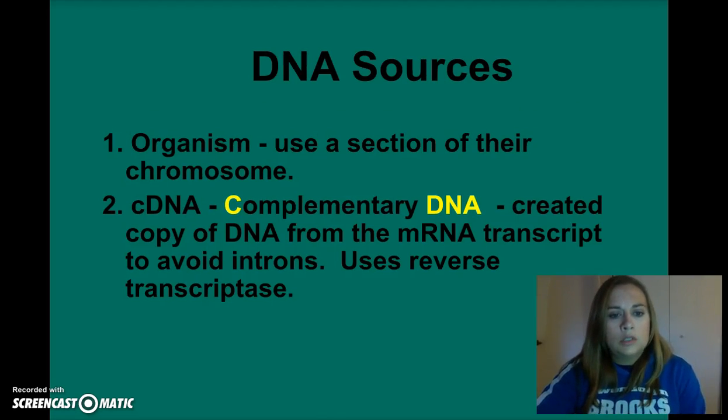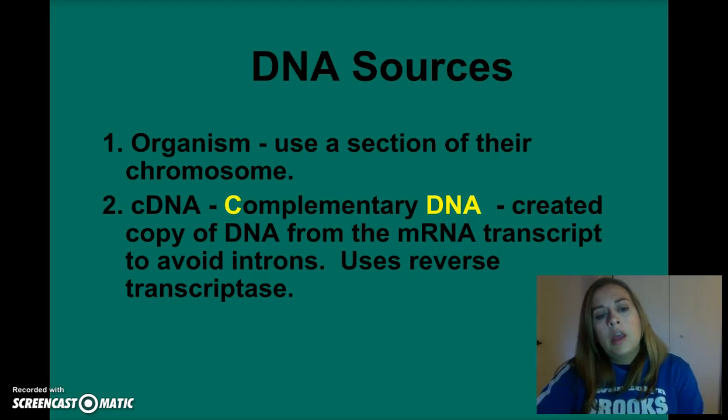So DNA sources. You can get DNA from an organism by using a section of their chromosome. You can use complementary DNA or cDNA. This is a created copy of DNA from the mRNA transcript, and what that does is it avoids introns. So if you wanted to use the DNA of a gene and there were introns, then that gene is no good for using bacterial transformation.